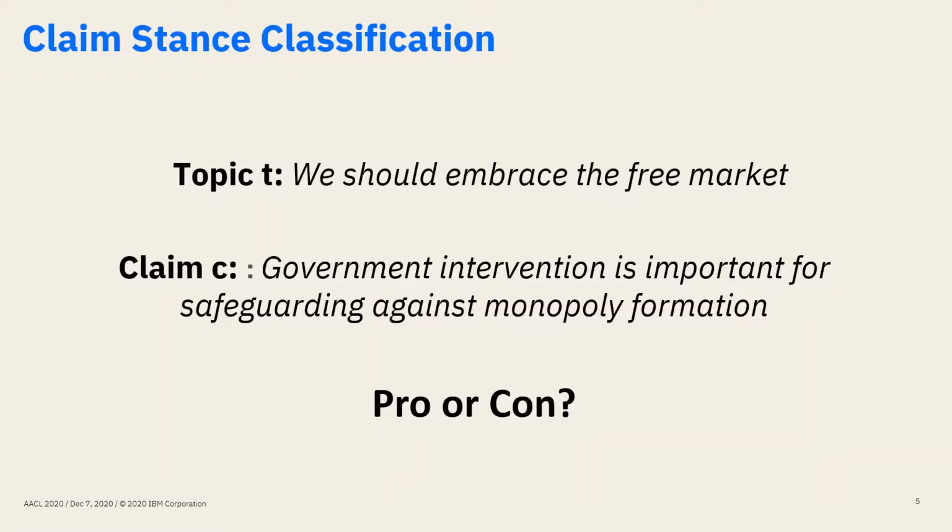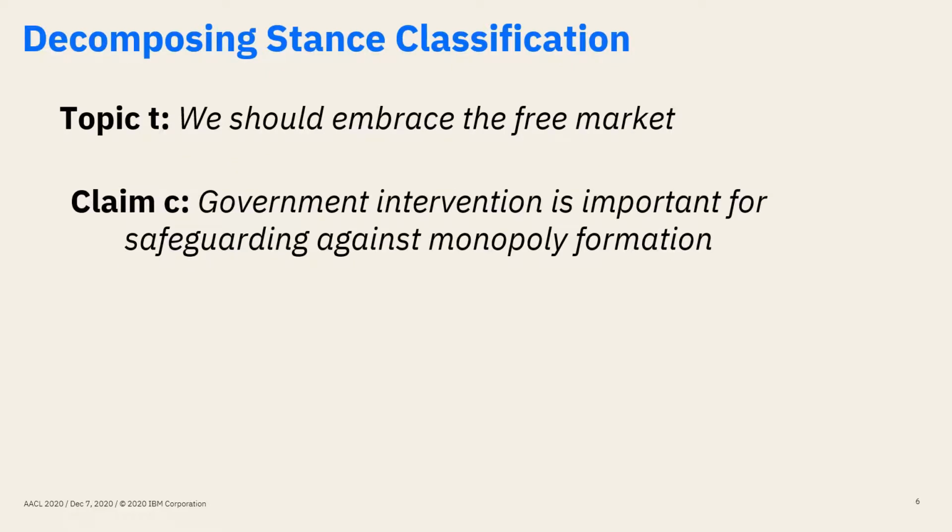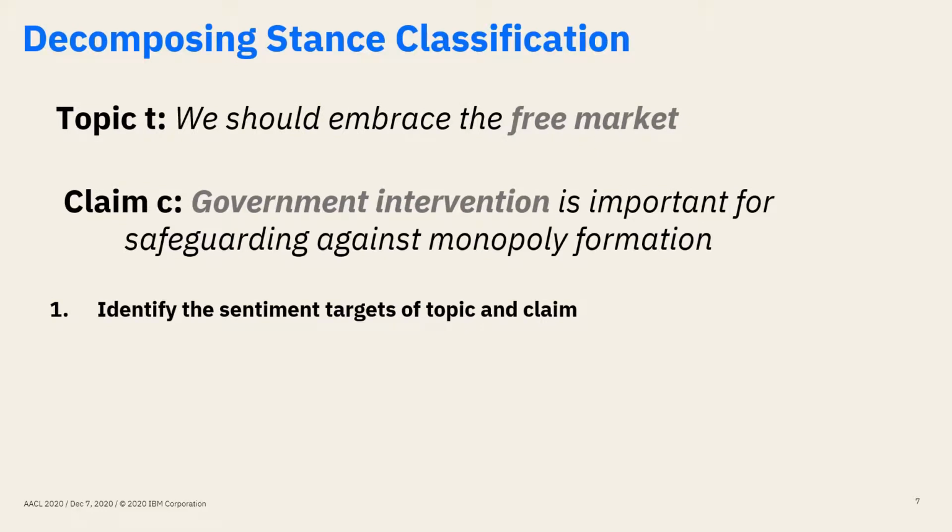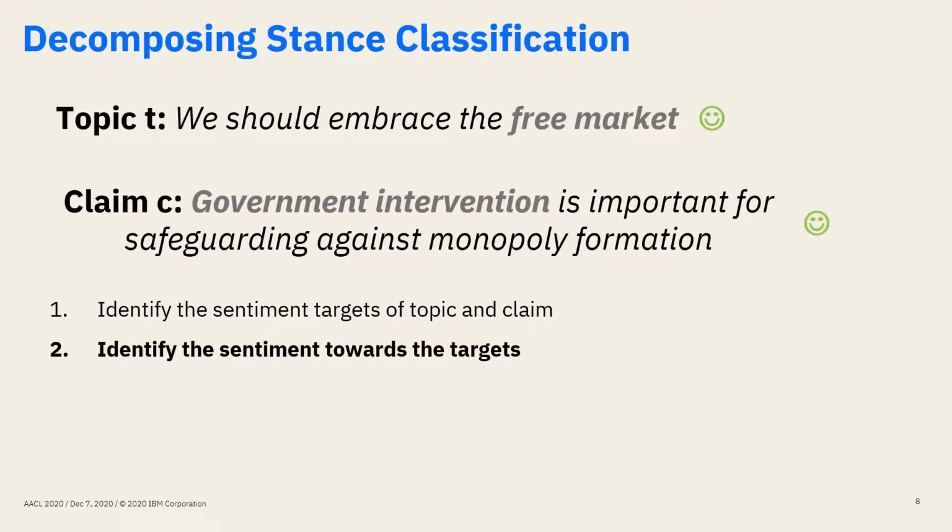Let's look at an example of claim stance classification. The topic is, we should embrace the free market, and the claim is, government intervention is important for safeguarding against monopoly formation. Is it pro or con? What are the inferences that we need to make to determine the stance? We can decompose the problem as follows. First, identify the sentiment targets of the topic and the claim. Next, identify the sentiment towards these targets.